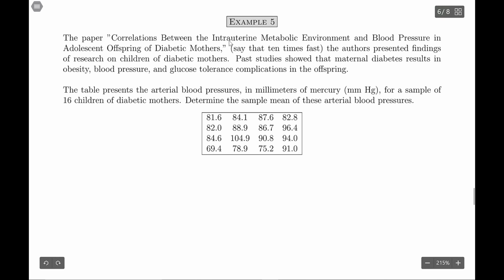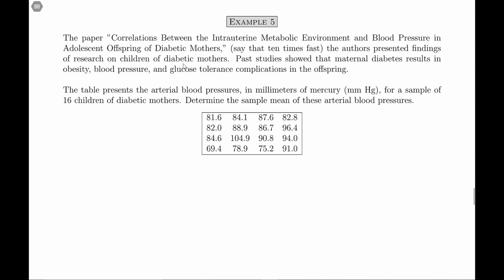So let's look at example 5. We have this paper. It's called Correlations Between the Intrauterine Metabolic Environment and Blood Pressure in Adolescent Offspring of Diabetic Mothers. I don't know why all these academic journals have such long titles, but that's what the title is. The authors present findings on research on children of diabetic mothers. Past studies showed that maternal diabetes results in obesity, blood pressure, and glucose tolerance complications in the offspring.